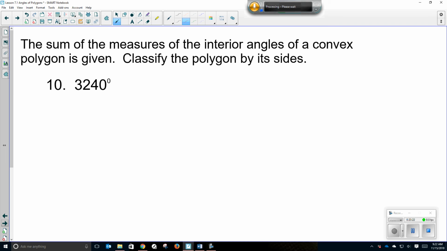Next problem. The sum of the measures of the interior angles of a convex polygon is given, 3,240. Classify the polygon by its sides. So we can use that same formula. But this is the sum, so I plug it in for S, not in for N. I'm looking for N.